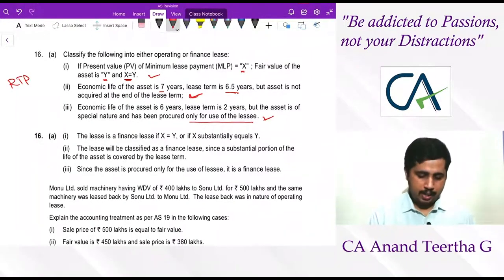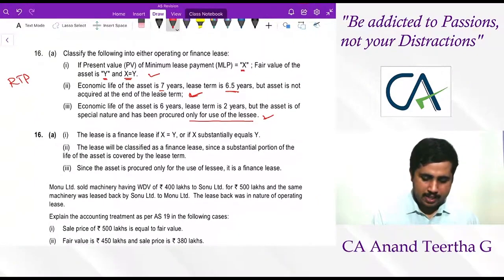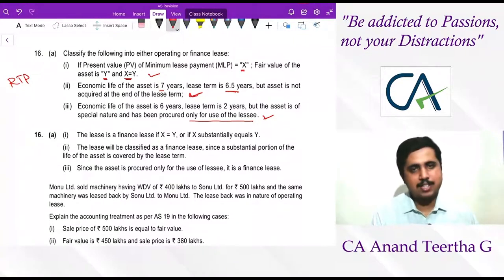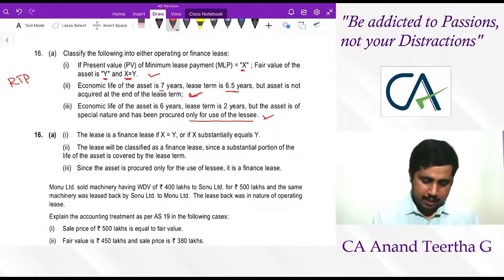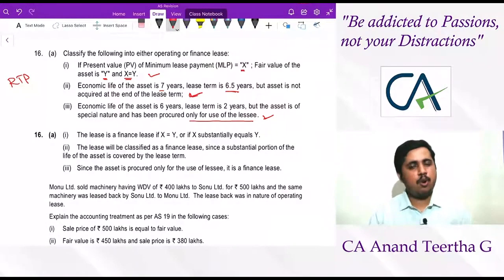Okay, now look into the answer. The lease is a finance lease if X is equal to Y or if X is substantially equal to Y. The lease will be classified as a finance lease since a substantial portion of the life of the asset is covered by the lease term. Third, since the asset is procured only for the use of the lessee, it is a finance lease. So all the three are indicators of a finance lease. That's why I said indicators. To some extent remember them because it will be useful for you in the exam. Easily you can score marks in the exam.